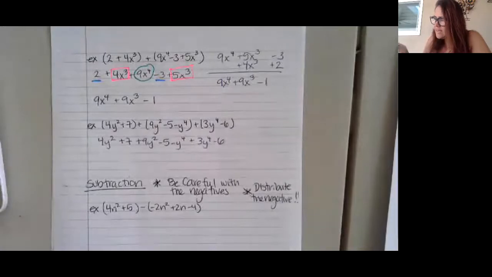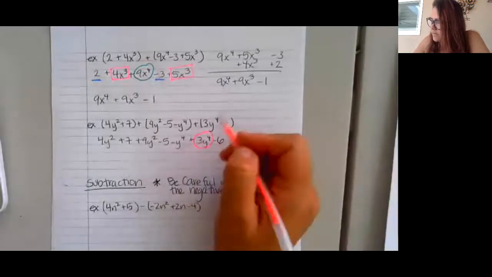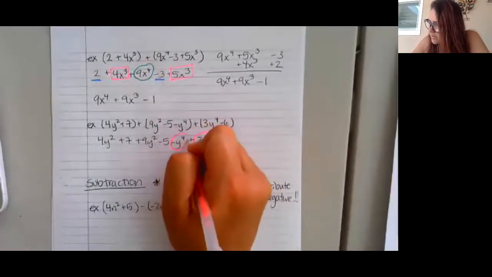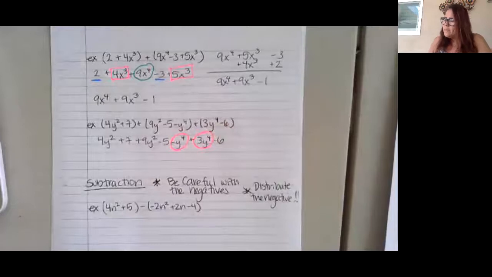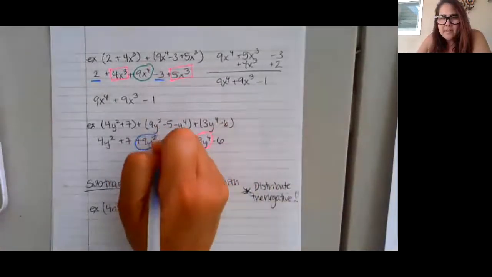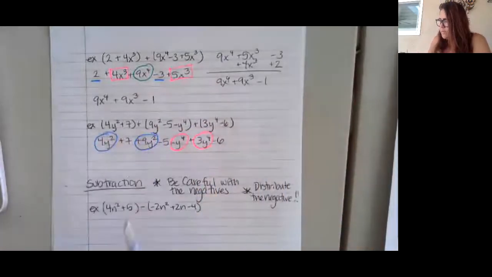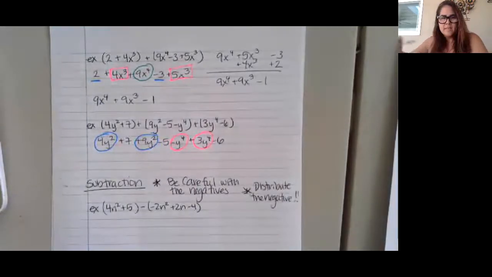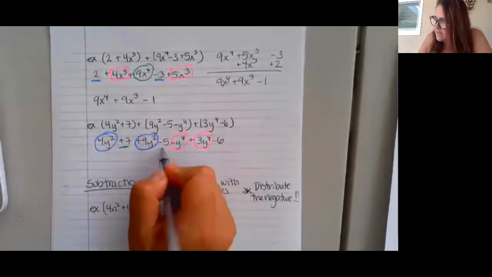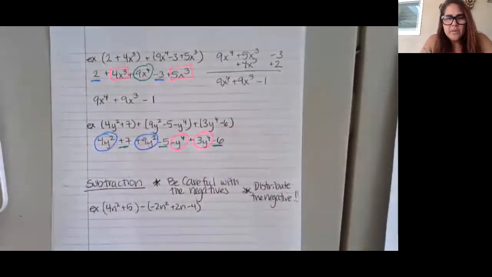I've got a positive 3y to the fourth. And right here I have a negative y to the fourth. And let's see, I've got a positive 9y squared, and I've got a positive 4y squared. And then I've got a 7, a negative 5, and a negative 6. So those are the things I combine.